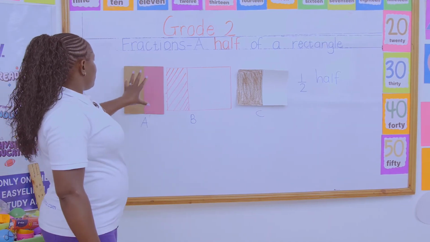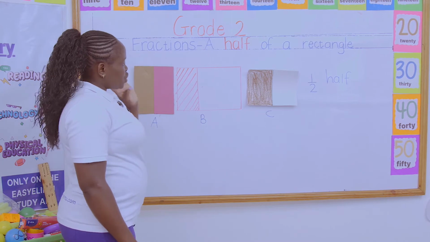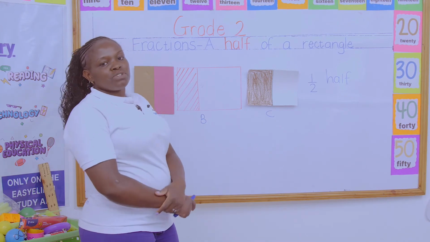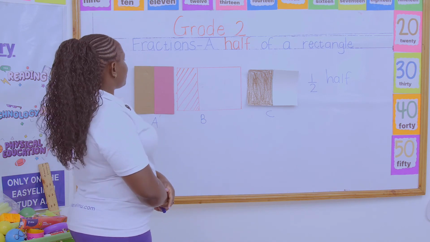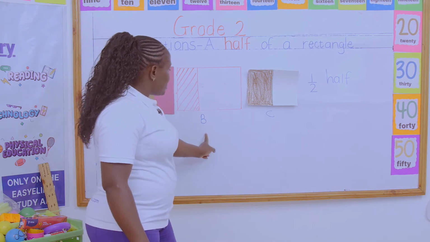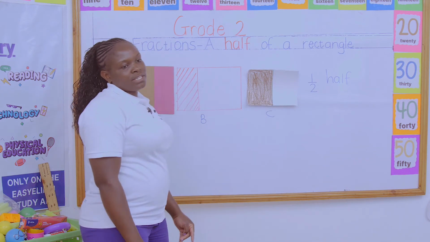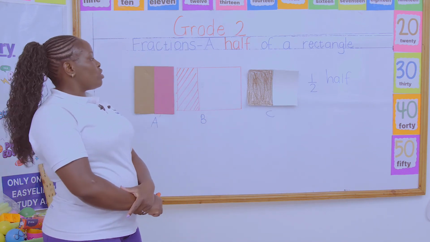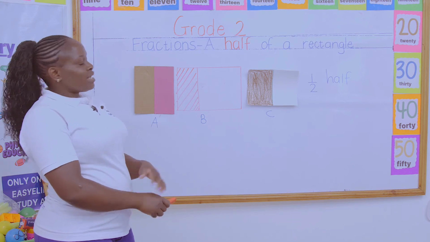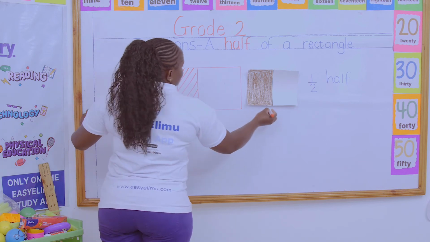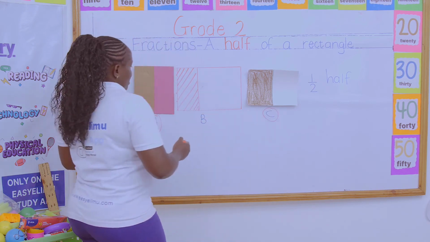So if you are given the bread and you're told to share equally with your brother, which parts are equally distributed? Which part are equally shared? Is it A? Is it B? Is it C? Someone tell me, which part is equally cut into two equal parts? Yes, Janet. Teacher, it is A and C. Why not B?